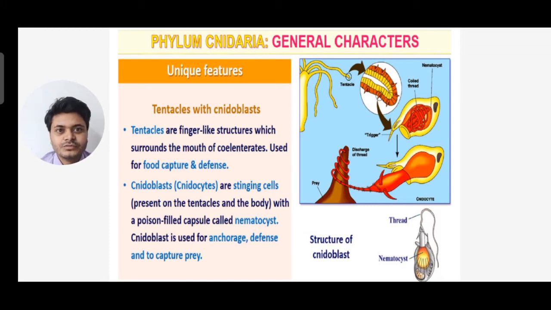They have numerous tentacles, which are finger-like projections used for food capture and defense. They also have cnidoblast cells or cnidocytes, which are stinging cells. This cnidoblast is used for anchorage, defense, and to capture the prey, so it is used for self-defense mechanism.